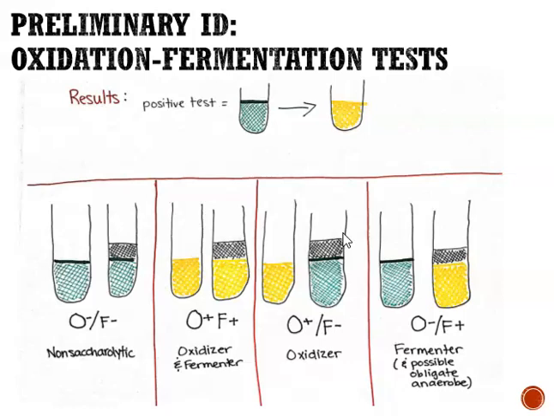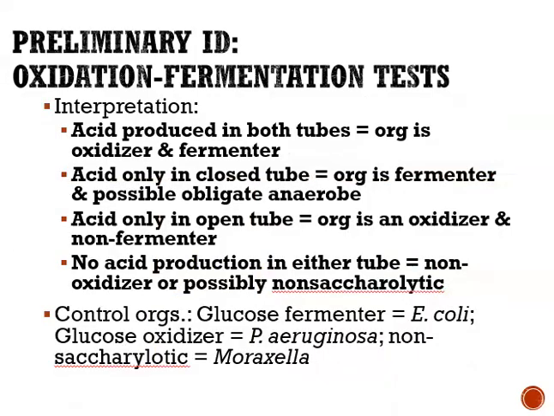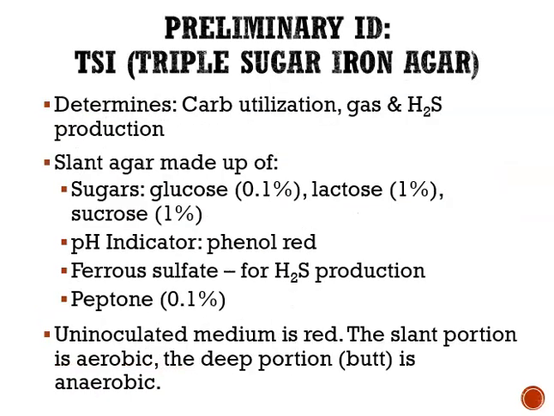Your control organisms for this test: your glucose fermenter is E. coli, glucose oxidizer is Pseudomonas aeruginosa, and non-saccharolytic, which means that it is not utilizing the carbohydrates, is Moraxella. And if you remember from Unit 2, that was how we differentiated Moraxella from the Neisseria species: Moraxella did not utilize carbohydrates. Okay, the next test is called the TSI, or triple sugar iron agar.